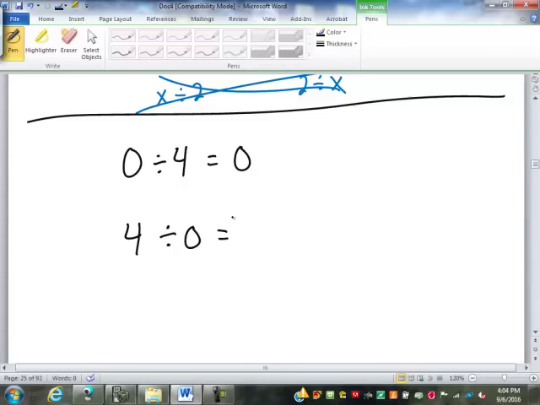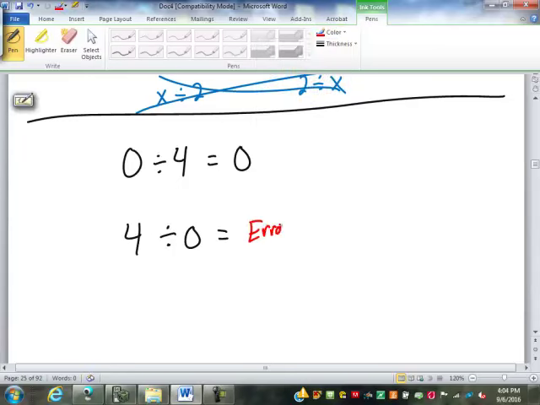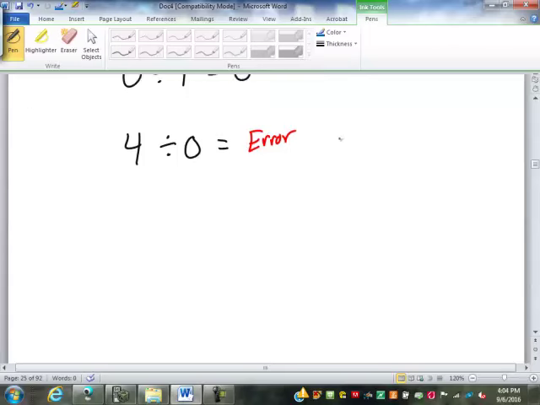Well, how many times can we subtract 0 from 4? A lot of times. We can keep subtracting it forever, can't we? If you punch that in your calculator, 4 divided by 0, what does it tell you? Error. It says error. It'll give you some sort of a nasty message. Well, why is that? Well, remember, we defined division last week, like 8 divided by 2 equals 4 because 4 times 2 equals 8.